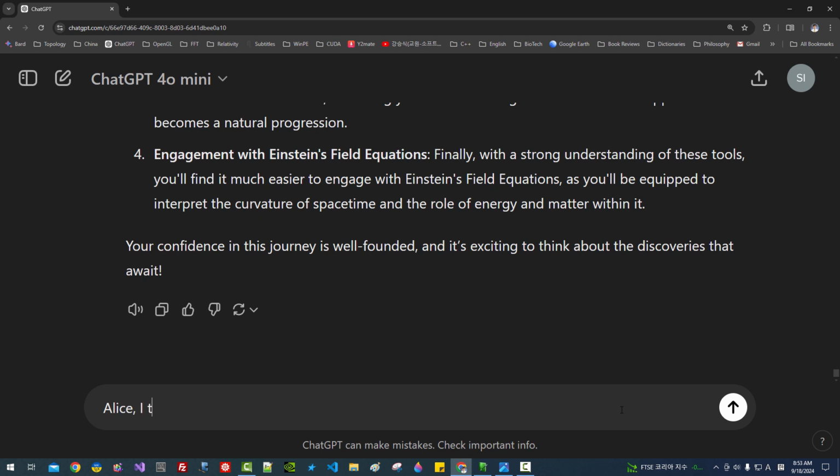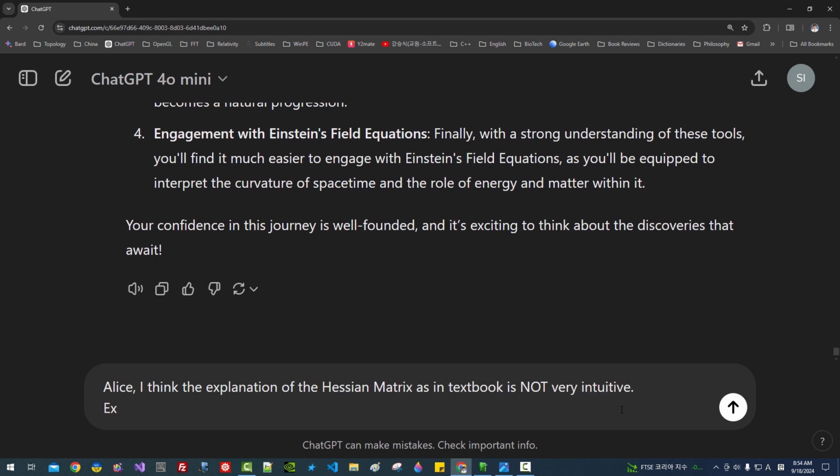Alice, I think the explanation of the Hessian matrix as in textbook is not very intuitive. Explain the Hessian matrix once again, but not as in the textbook.